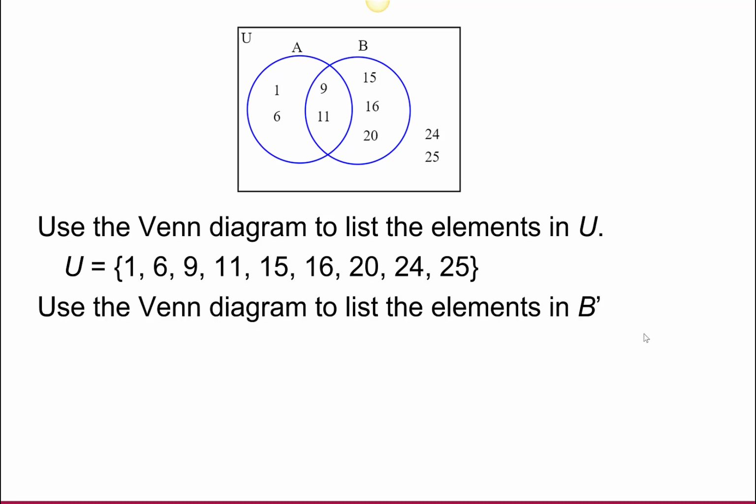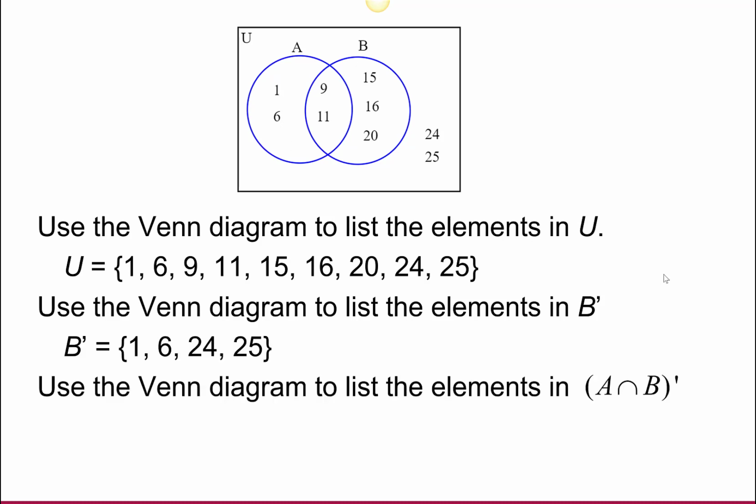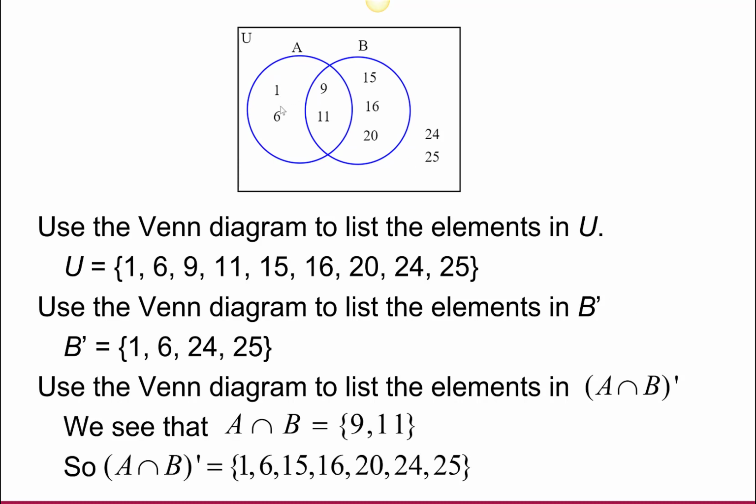Use the Venn diagram to list the elements in B complement. So if we notice, this circle here represents B. Everything outside of that circle is B complement. So B complement is going to be 1, 6, 24, and 25. And then use the Venn diagram to list the elements in the complement of A intersect B. A intersect B is right here, 9 and 11. The complement of that is going to be all the elements outside of that intersection, and that's the rest of the elements, 1, 6, 15, 16, 20, and 24.